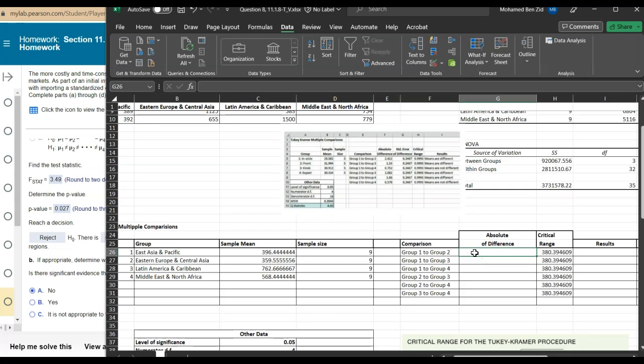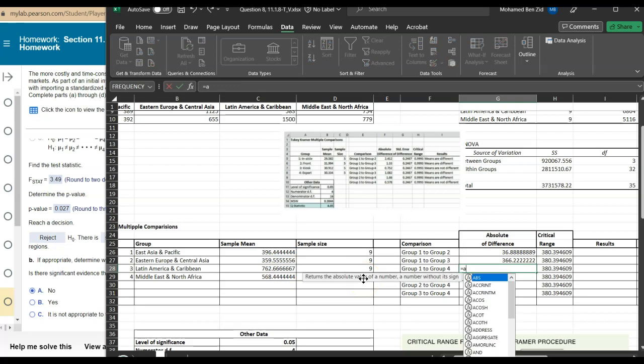Okay, so what we're gonna do here, we're gonna put an equal sign, absolute value, ABS, and open the parentheses. And since you are comparing group 1 and group 2, you're gonna do group 1, minus sign, and then group 2. Close the parentheses and enter. And then you're going to do again absolute value, ABS, and then since you are comparing 1 and 3, you're going to do group 1 minus the third group, and again equal sign, absolute value, and this is group 1 and 4, so this minus the last one.